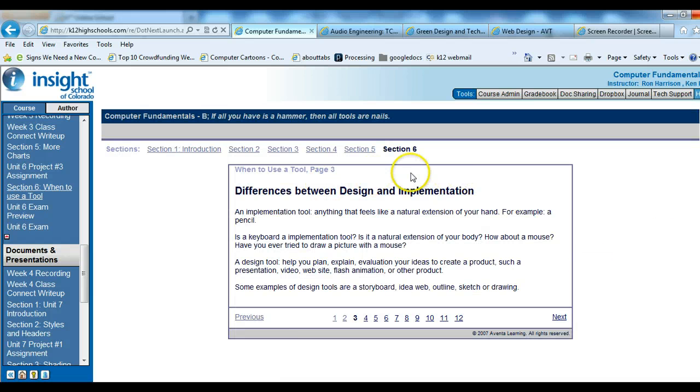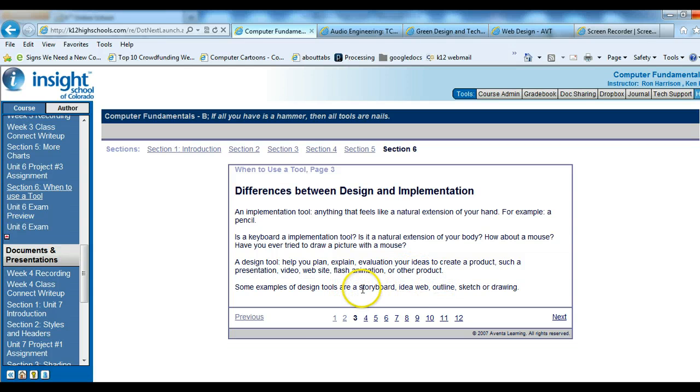So the difference between design and implementation. An implementation tool, that's anything that feels like an extension of your hand, like a pencil. It's an extension of your hand. So you can read about implementation tools right here. And then a design tool, that's something that helps you plan, evaluate your ideas. So a design tool can be a presentation, video, a website, etc.